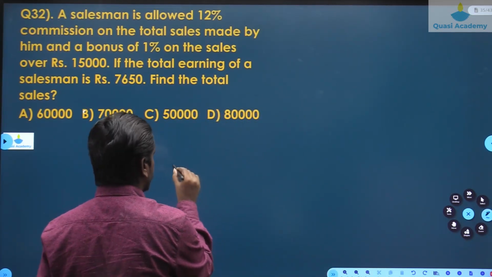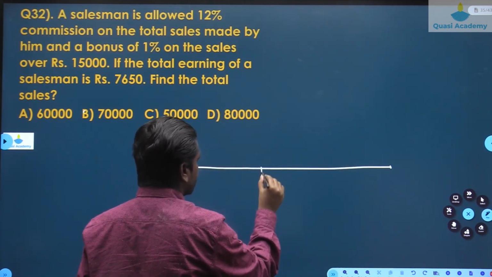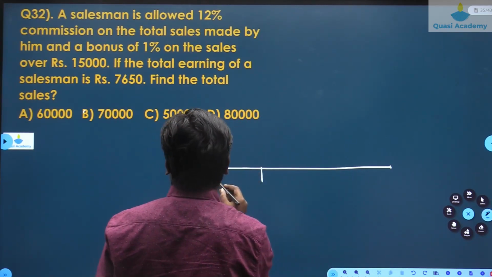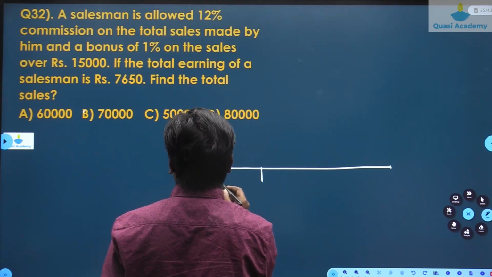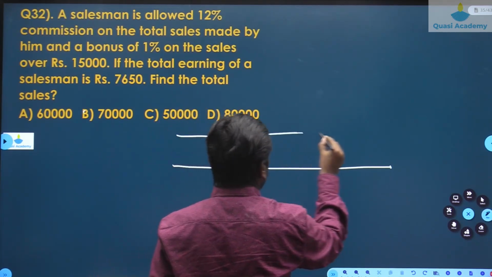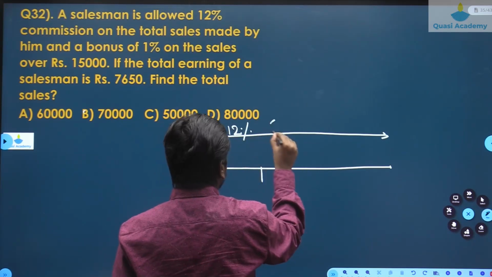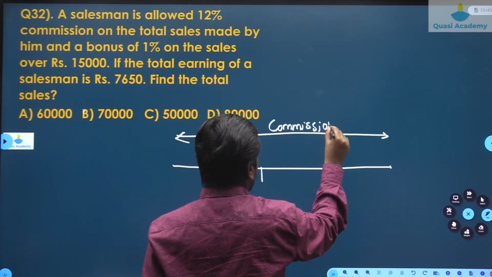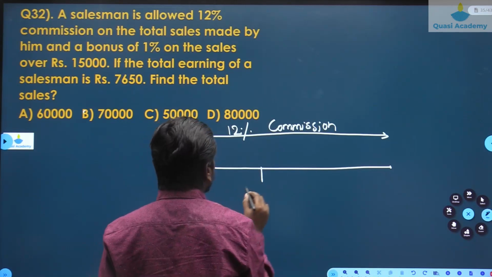So here the salesman is allowed 12% commission on the total sales. On the total sales he is given 12% commission, and a bonus of 1% on the sales over 15,000.